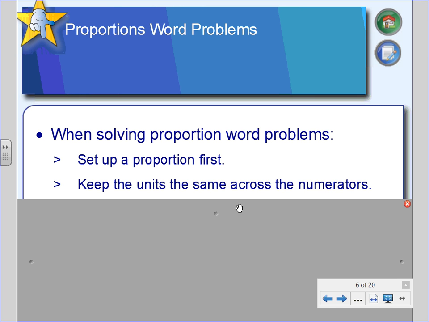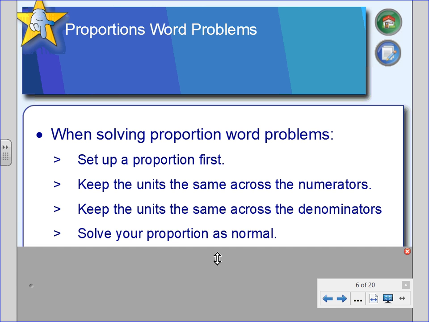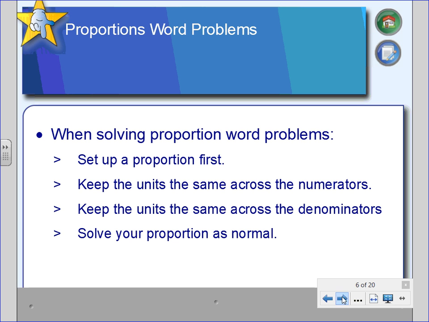So that's like your set up your equation step. It's also incredibly important to keep the units the same across the numerators and keep the units the same across the denominators. If you do that correctly, it is very likely that your equation is correct. And then cross multiply to solve.